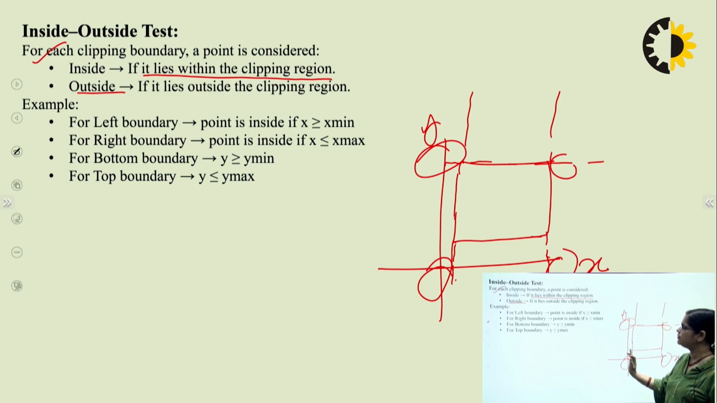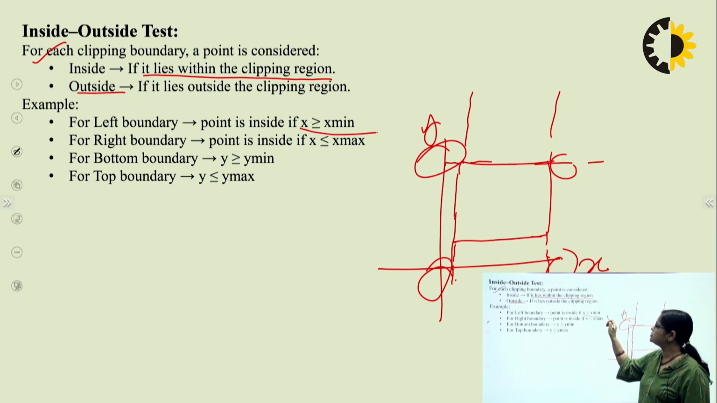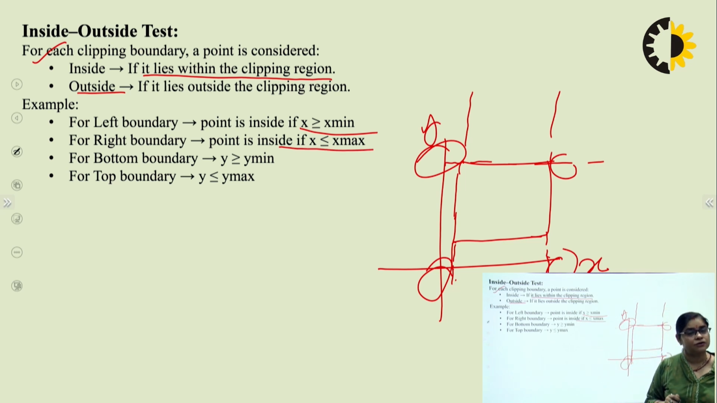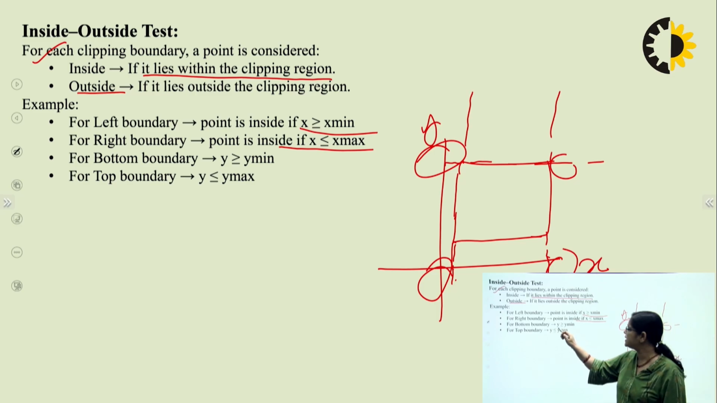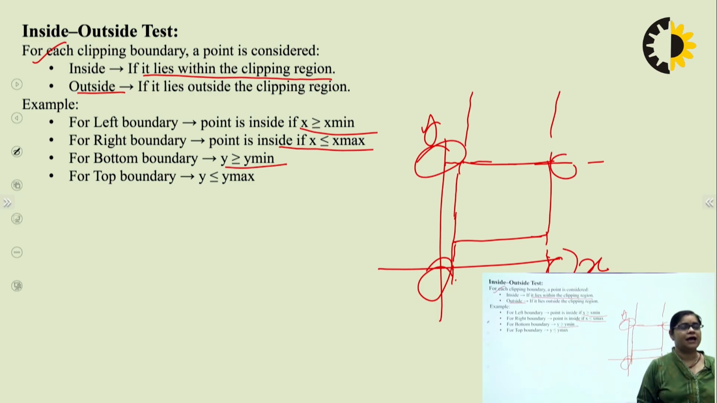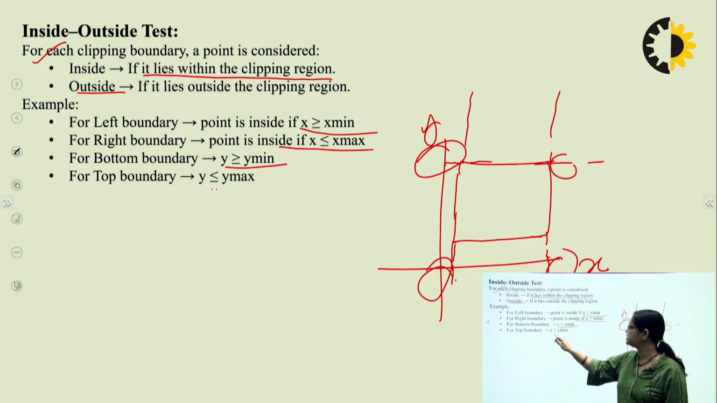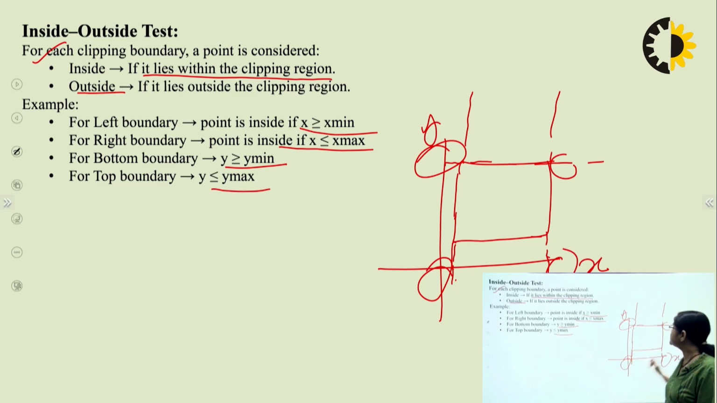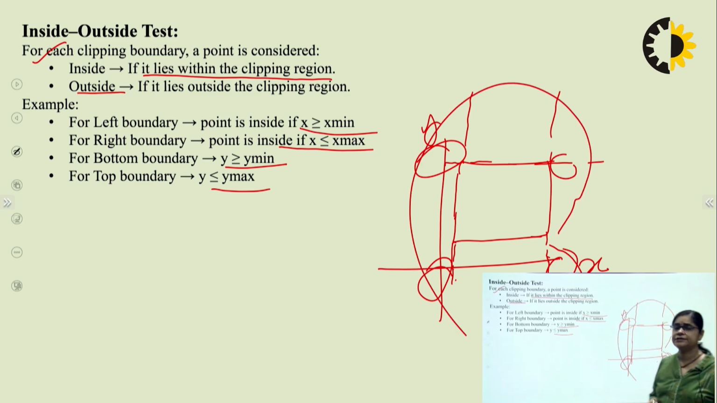If we are talking about the left boundary, the point should be inside if x is greater than or equal to x min. That is what we have to keep in mind for the inside, right? The right boundary will be inside if x is less than or equal to x max. Clear? Bottom boundary if y is greater than or equal to y min, and top boundary if y is less than or equal to y max. This basic thing we already know when we started the topic, that is clipping.